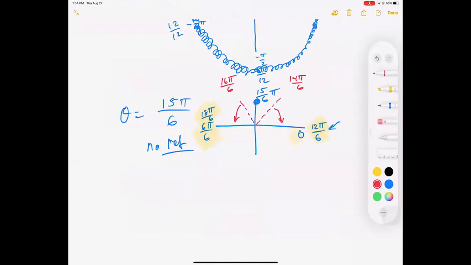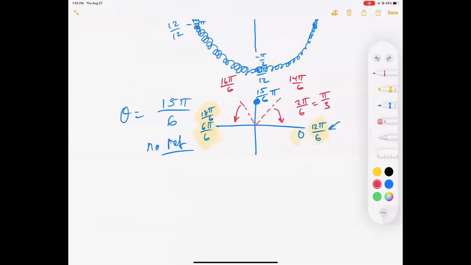To get from 12 to 14, the difference is 2 pi over 6, which can be reduced to pi over 3. Okay, so that's the difference. If I'm at 14, I'm going to come back to 12. The difference is going to be 2 pi over 6, which reduced by 2 is pi over 3.